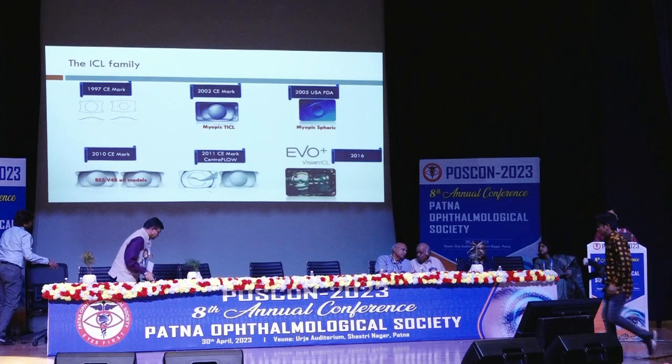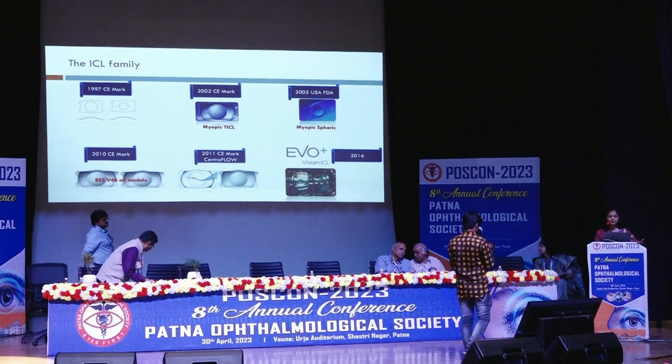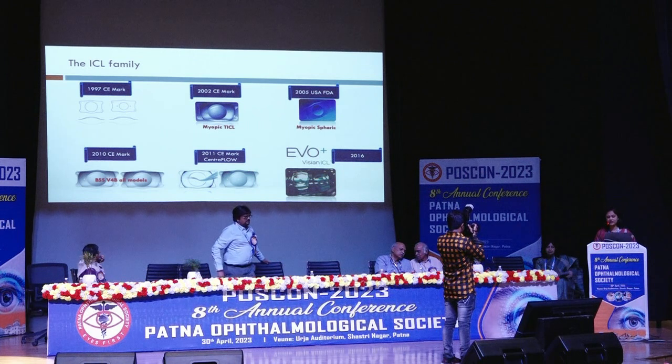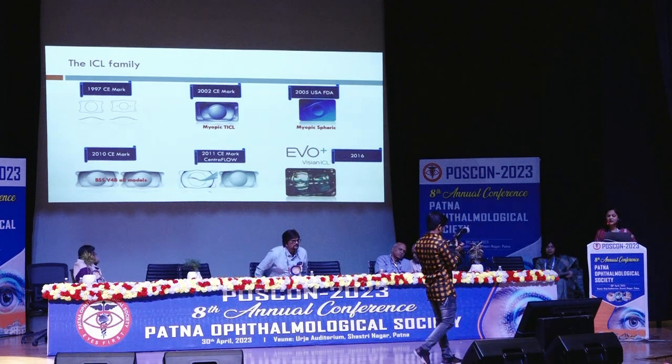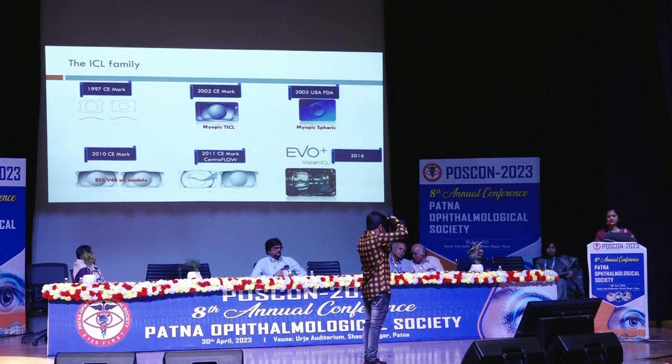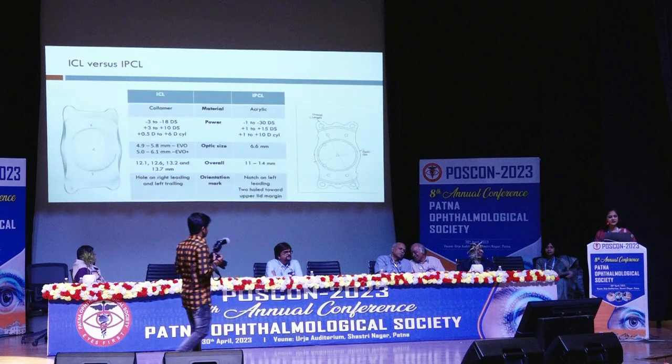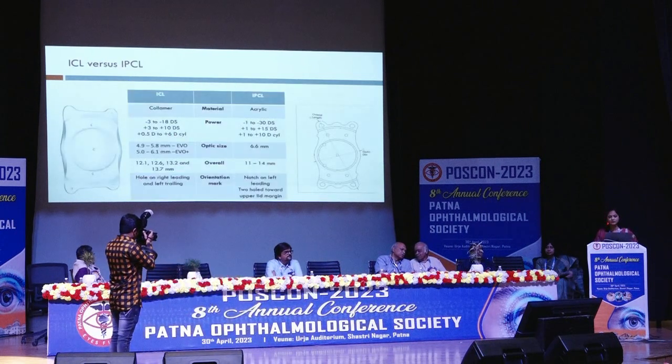Even the ICL family has transited from 1997 when it was first introduced to 2016, wherein the EVO Plus IOLs came, where they had a central center flow that improves the safety of these lenses and also increases the size of the optic so that decreased symptoms of glare and halos could occur to the patient.